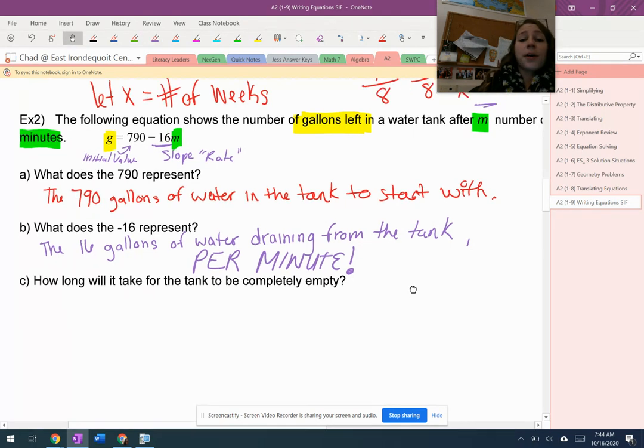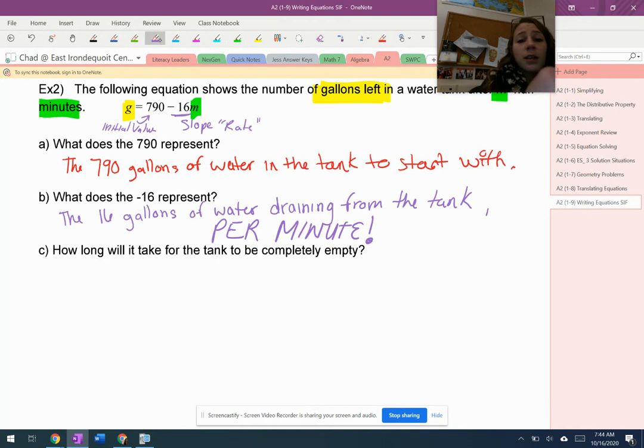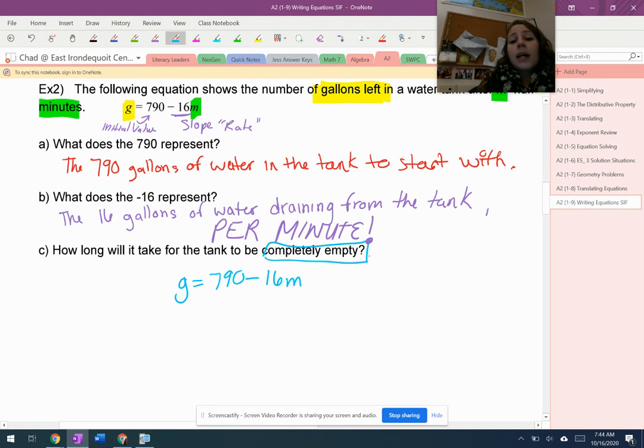Very important piece there. All right, part C is asking us, how long will it take for the tank to be completely empty? Well, if I look back at my equation, G is equal to 790 minus 16m. Completely empty would mean what's in the tank? Nothing. 0 gallons would be in the tank. So where would I plug in my 0? Well, if 0 is gallons, that's going to go in for G. So now I just need to solve the equation 0 equals 790 minus 16m.